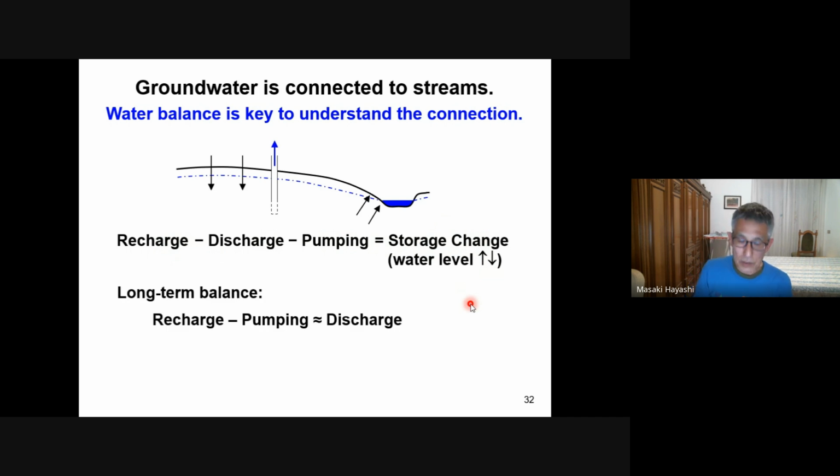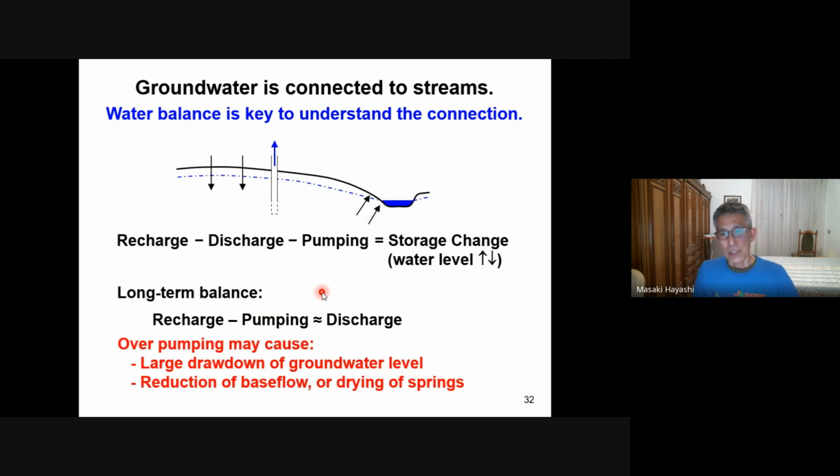So over the long term, when you have a balanced system, recharge minus pumping is equal to discharge. So there is a long-term dynamic equilibrium sustaining this discharge, a sufficient amount for the riparian vegetation and stream and aquatic creatures in the stream. So that's a long-term balance.